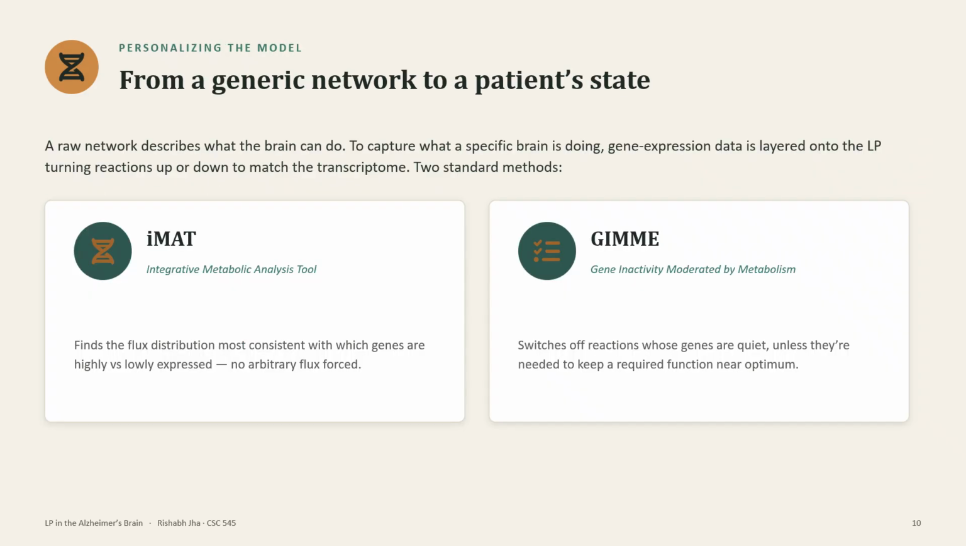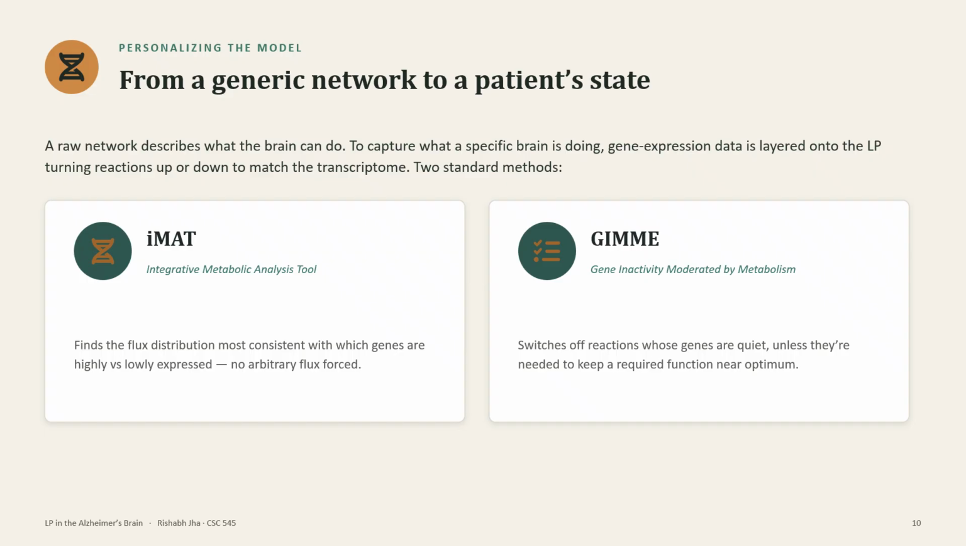So now let's talk about the application part rather than the implementation part. The applicative question is, how does patient data get into a model whose constraints are fixed by the chemistry? Here S is the same for every human. A generic model says what a brain can do, not what this brain can do. Similarly, we have two fundamental models, GIMME and IMAT.